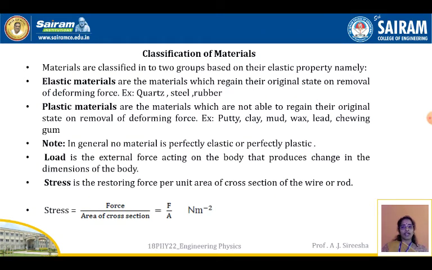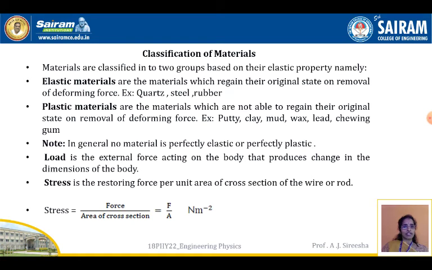Next we see the classification of materials. Materials are classified into two groups based on their elastic property. That means elastic materials and plastic materials. Elastic materials are the materials which regain their original state on removal of the deforming force. Examples: quartz, steel and rubber. Plastic materials are the materials which are not able to regain their original state on removal of the deforming force. That is, they are retaining.